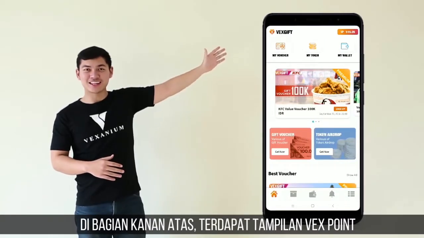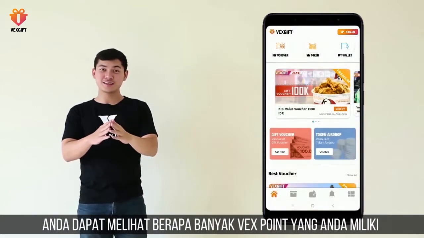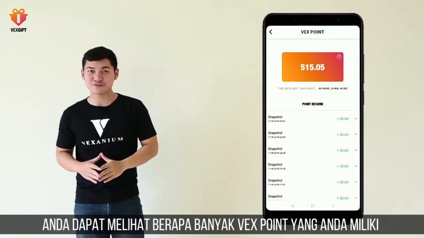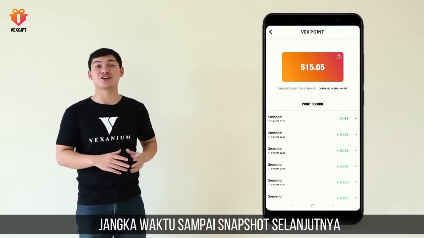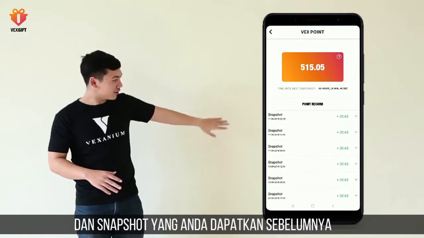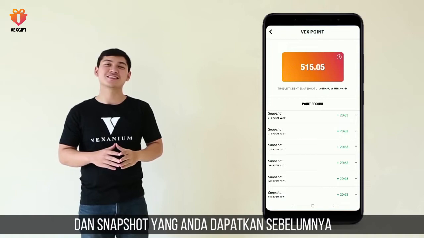On the right corner, you can see Vex Point. On the Vex Point, you will see the amount of Vex Point you have, the time until the next snapshot, and also, if you scroll, there is your history of snapshots.